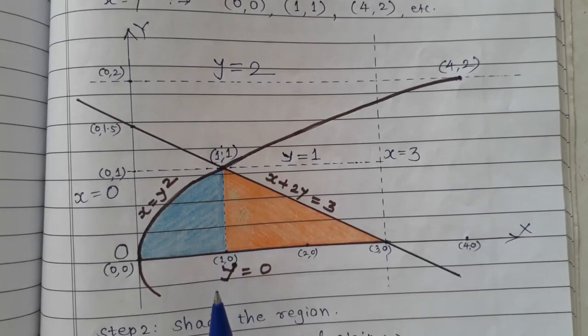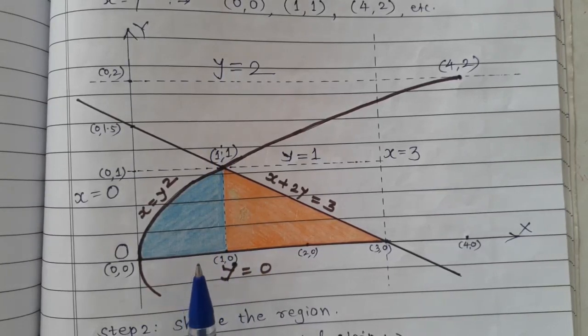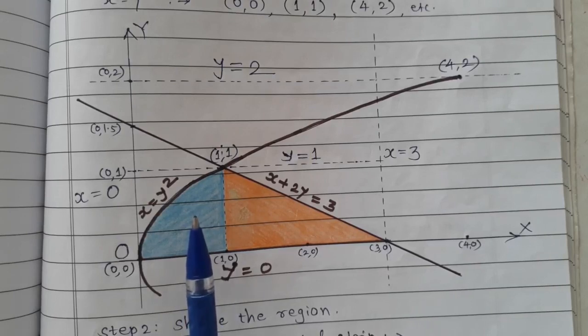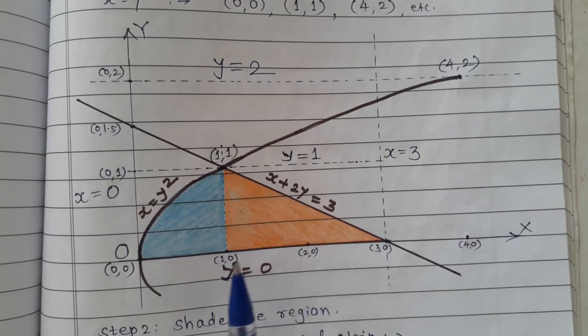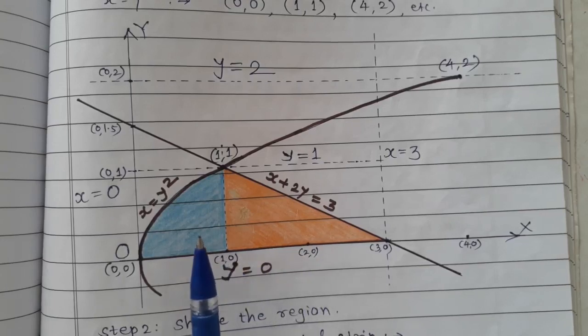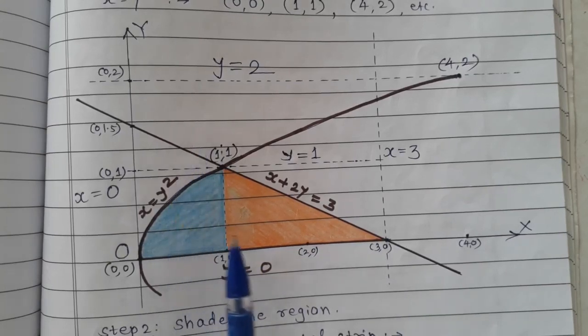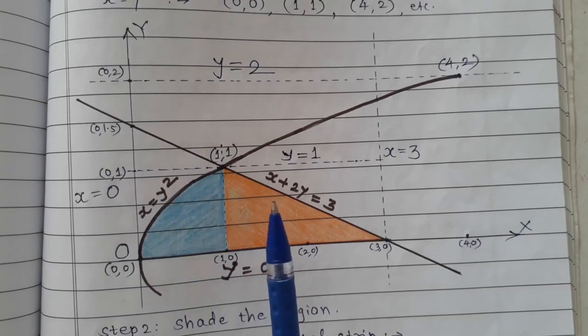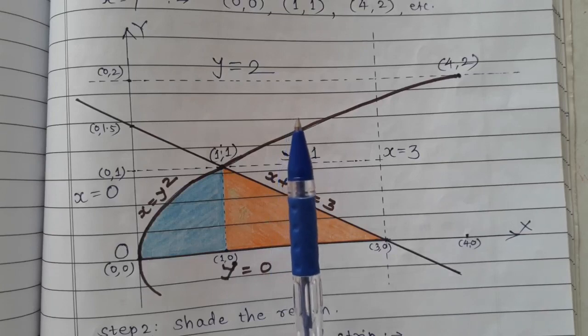But when we fire the bullet from the bottom, at entry the bullet has to break the wall y is equal to 0. But at exit, if it is in the blue color, the bullet has to break the wall x equal to y square. And if the bullet is in the orange color, then the bullet has to break the wall x plus 2y equals to 3 to go out from the color.